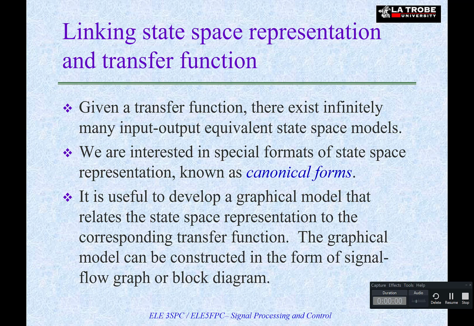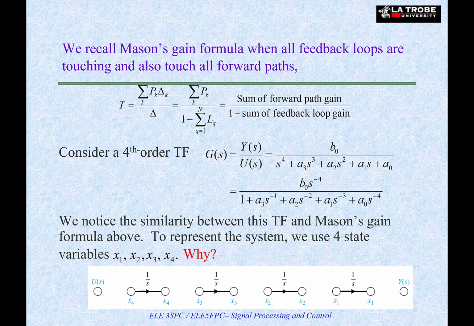And this bridge is built by a graphical model of the system. So the graphical model can be either a signal flow graph or a block diagram. I'll use the signal flow graph to explain how to link a given transfer function. Let's recall Mason's gain formula, which is the most important thing associated with any signal flow graph. In Mason's gain formula, you probably remember we have three quantities: pk, delta k, and delta.